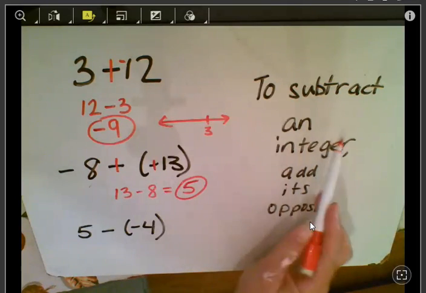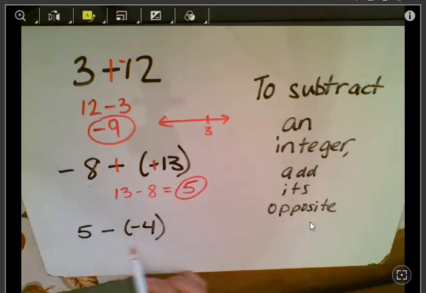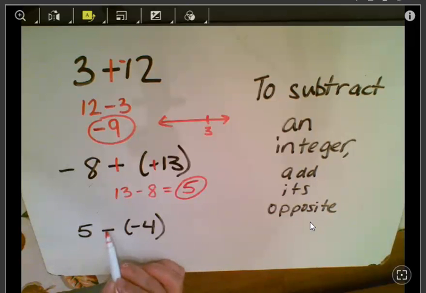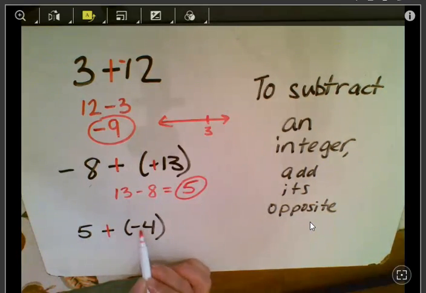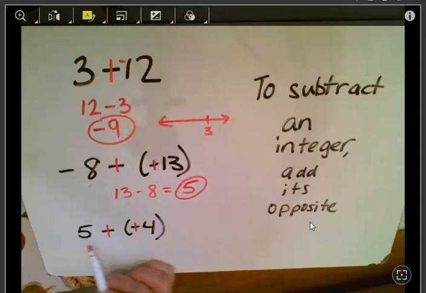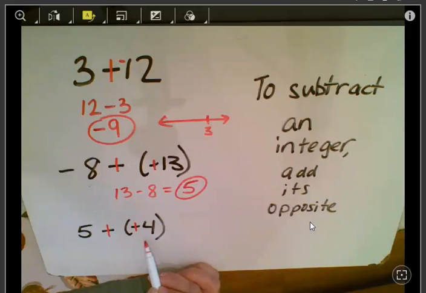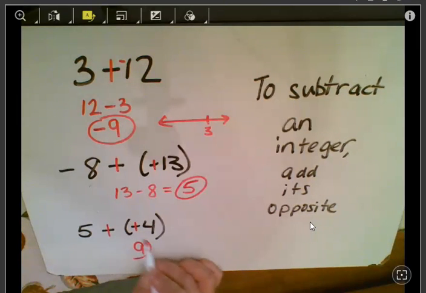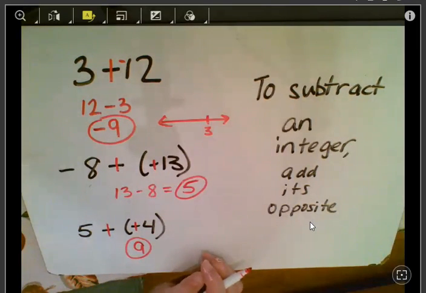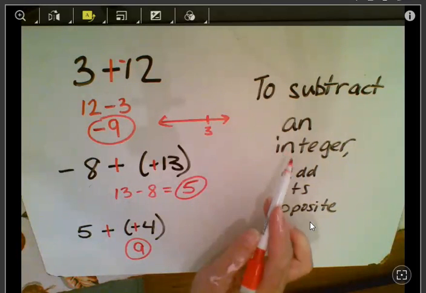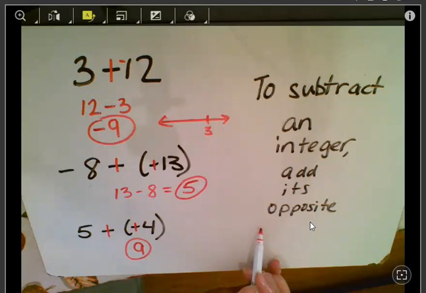So then to subtract an integer, add its opposite. We're going to look at the last one. We're going to take the subtraction and add. The opposite of negative 4 is a positive 4. So 5 plus 4, that's just like regular addition we learned a long time ago, will be 9. So that is how you solve these three problems by subtracting an integer, adding its opposite.